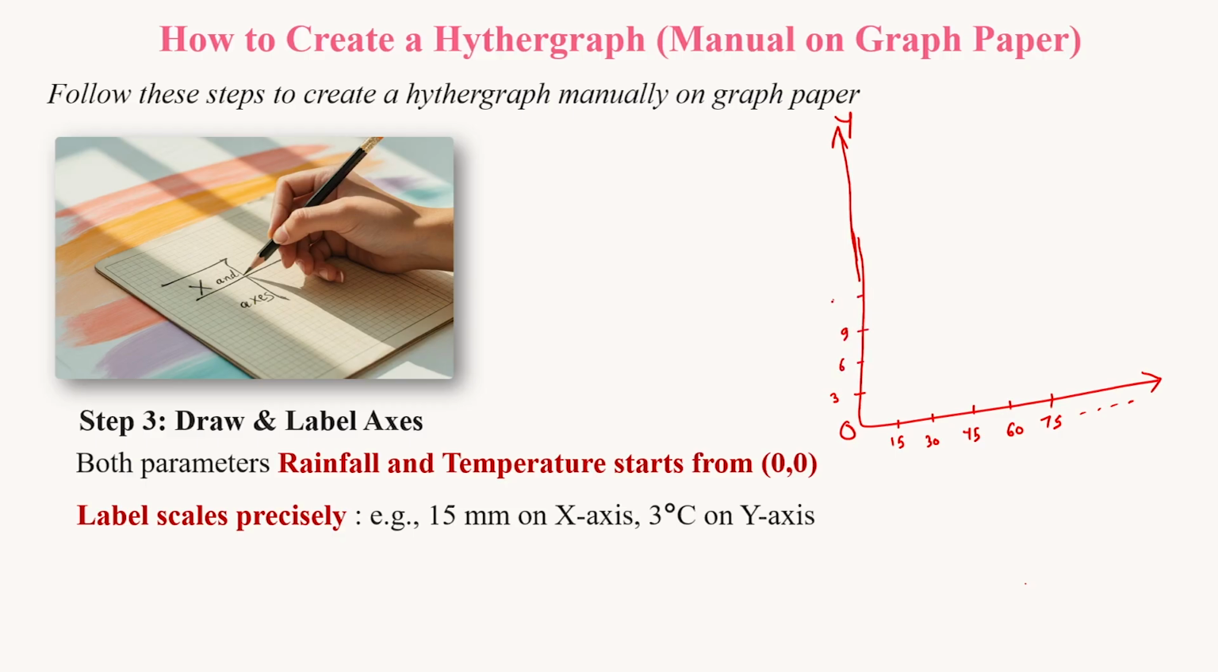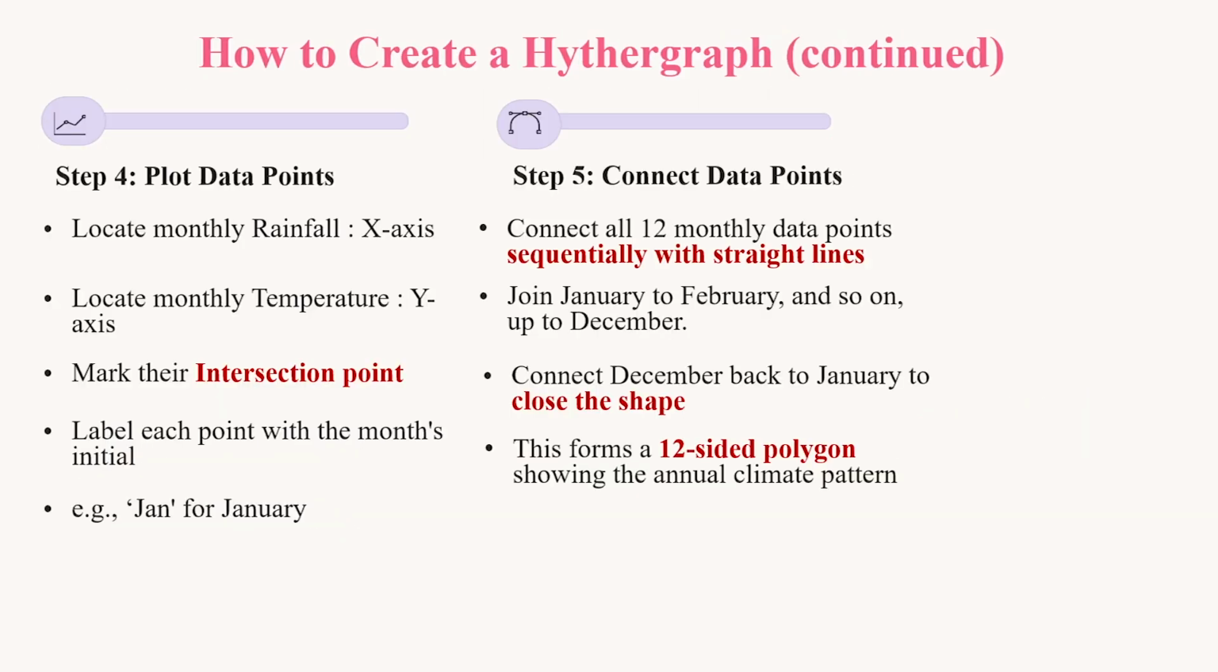Nine, 12, 15, 18, like this we will draw. So, after choosing our scales and labeling them on the graph, now what we will do is plot our data points. Suppose we have 3 months of data: January, February and March.